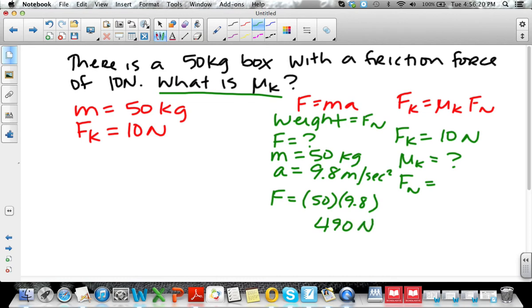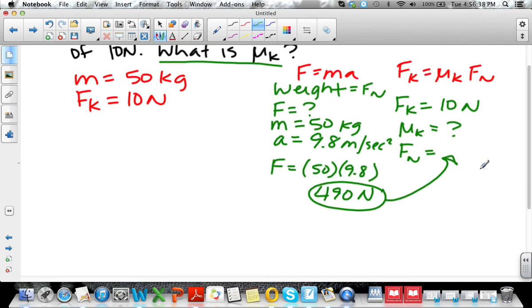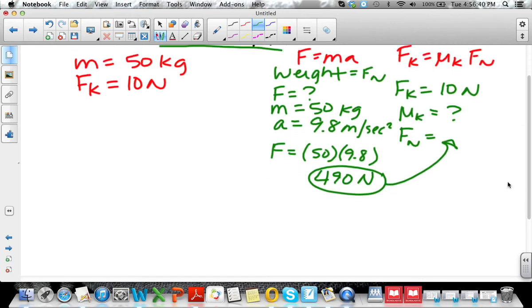Okay, so this is really Fn because it's the weight, and the weight is the same as Fn. So I'm going to put this right there, so then I have enough information to solve for mu. I have two of the three variables, then I can do it. I'm definitely going to run out of room. Let's go down here. Okay, plug everything in. Fk is 10. Mu k, I still don't know. Fn is 490.